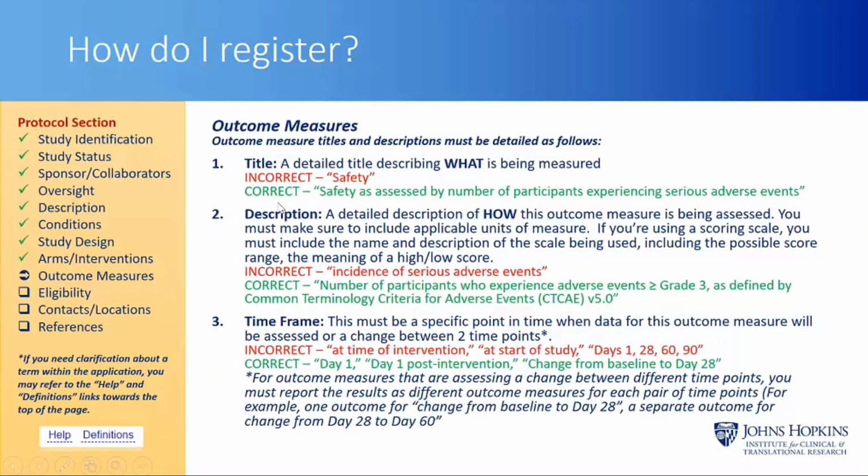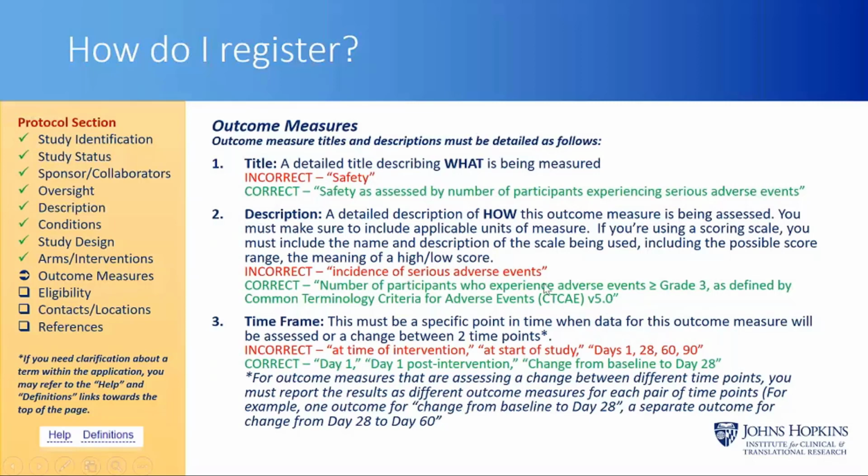That's good to go. Your description: how are you quantifying this outcome? So here you've said what you are quantifying. What are you measuring? And here you're going to say how you're measuring that. This doesn't mean a lab technique or anything technical. It just means how are you counting what you're measuring. So in this case, we're talking about the number of participants that had serious adverse events being grade 3 or higher as per CTCAE, and you have to specify which one.